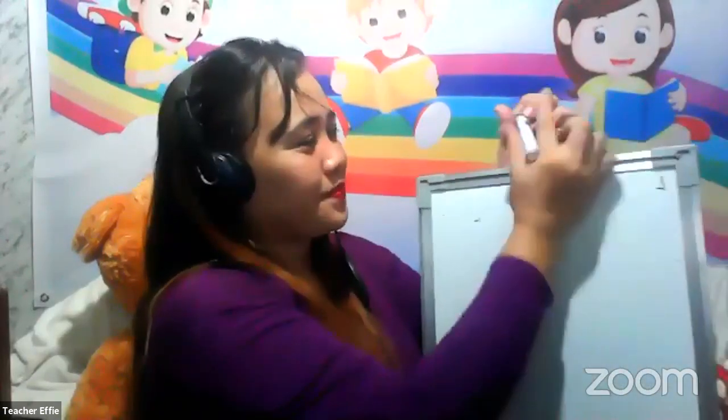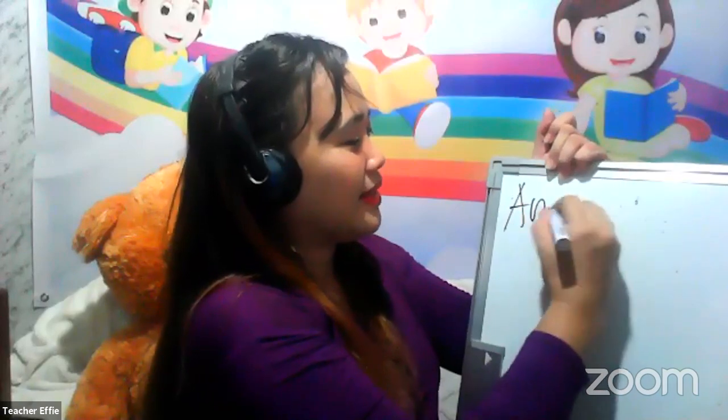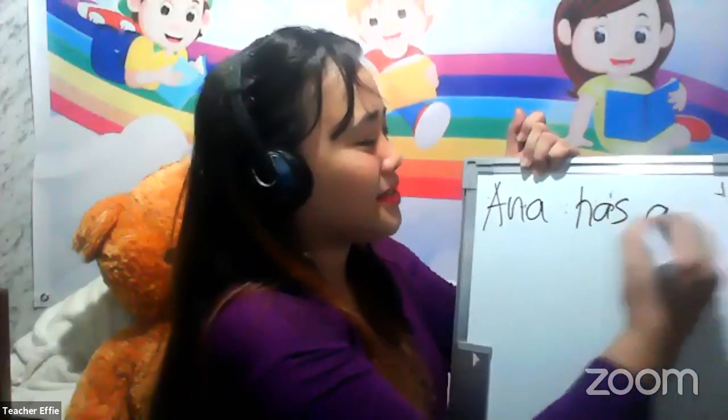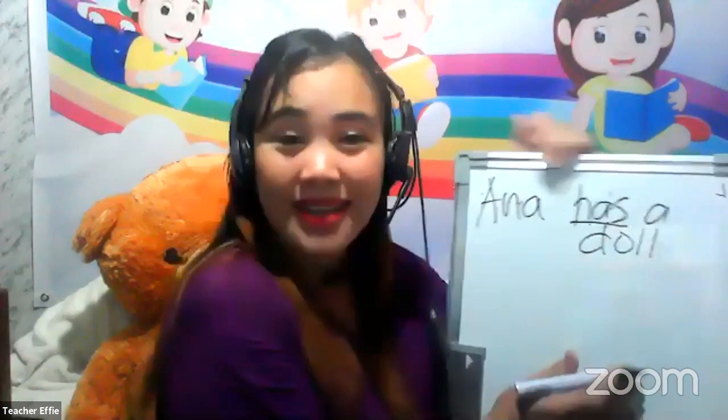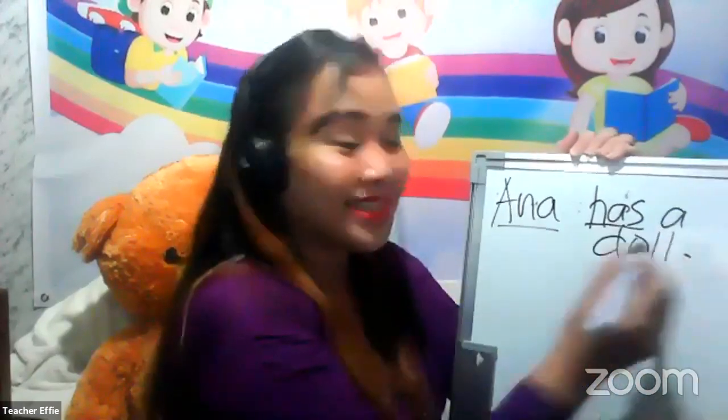Take note. Let us make it clear. We use has if we are referring to a singular subject. And then we are going to use have when we are referring to a plural subject. Okay. Again, example. Anna has a doll. Okay, I use has there because I have Anna, one person in my sentence.